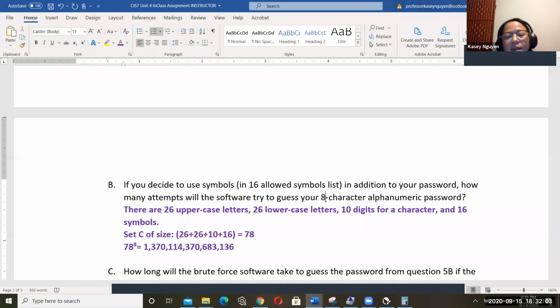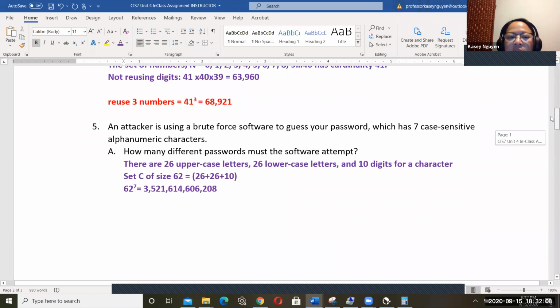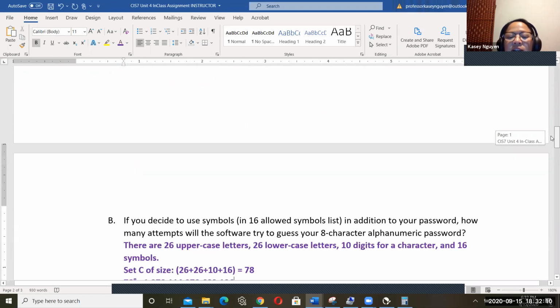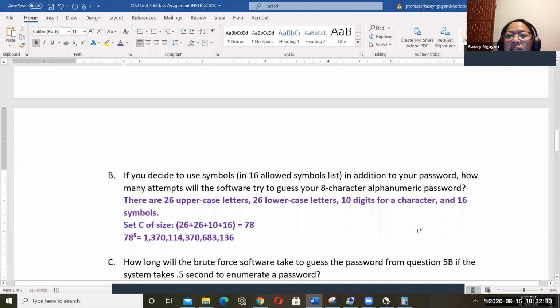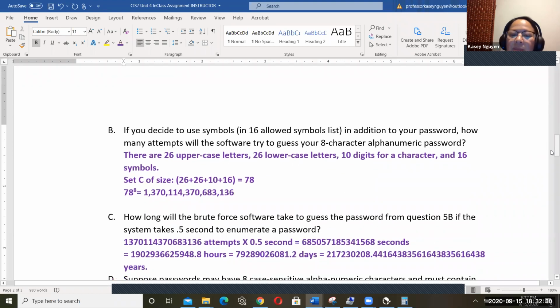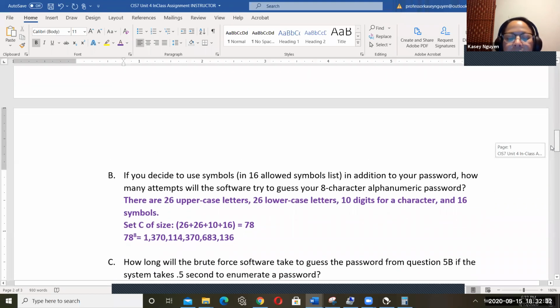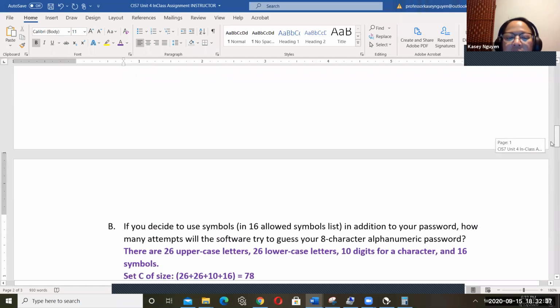Okay. So compare this to 7-character, you can see that it drastically is larger because we also added the symbol. So this is why they require you to have at least 8-character upper, lowercase, numbers, and symbol. Okay, any question with B for number 5?